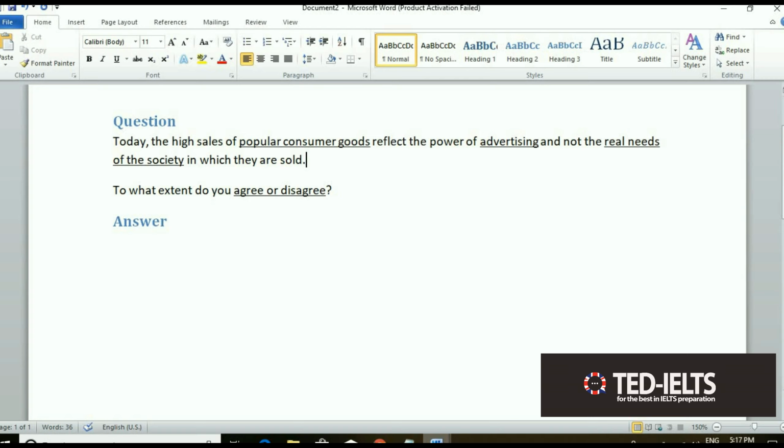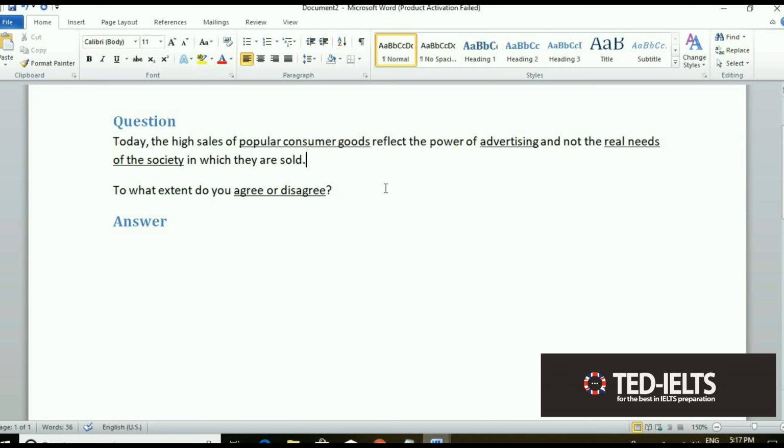So what exactly does this question mean? Well, we're looking at why some items sell very highly, why they have a high sales volume. And in this case, that would be popular consumer goods. So I guess like gadgets, technology, an iPhone, for example, or maybe Nike trainers, compared to the real needs of society. So when I read this, I think about food, medicine, textbooks for students, clothing, and so on.